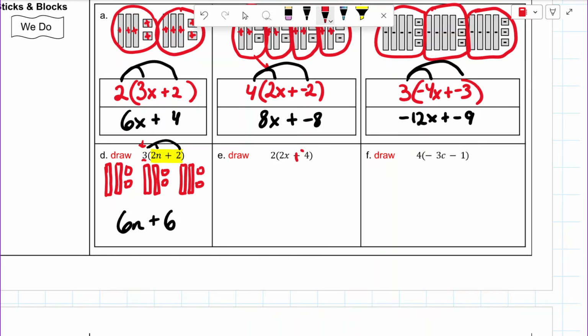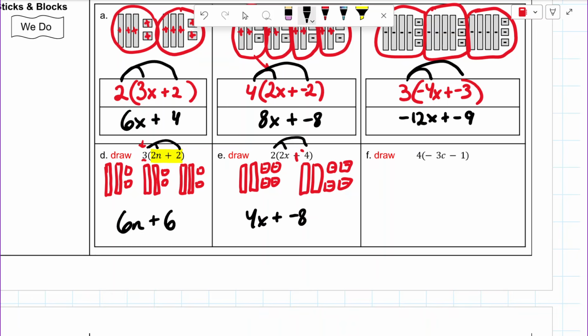Now, how many groups are there? There are 2 of them. And in those 2 groups, we have 2 sticks. And we have 4 negative blocks or units. Let's put negative signs inside there. And we have 2 of these groups. So we have another set. All right, let's find out if we drew it correctly. 2 times 2x is 4x. That looks right. And 2 times negative 4 is negative 8. And that looks right. There are 8 negative units.